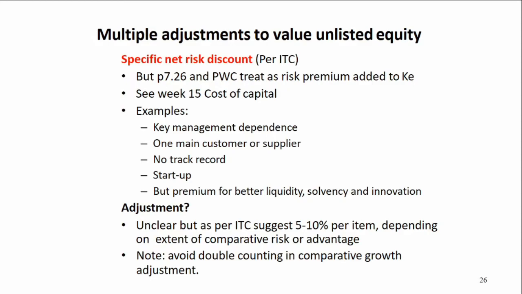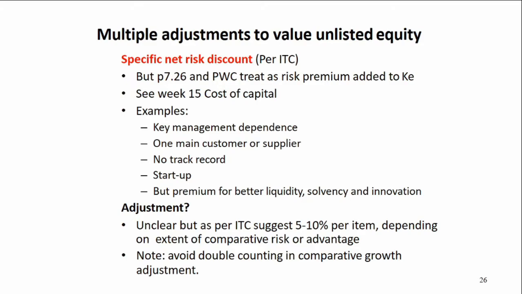Like I've said, the textbook and the PwC survey adjust the equity. If we look at the RTC as a guide, the RTC often adjusts in the range 5 to 10% for one of these specific risk factors, depending on the extent of the risk between the listed company and the unlisted company. If we are adjusting for any of these risk factors, for example, if the unlisted company is a startup company, we may want to adjust the multiple in the range of 5 to 10%.